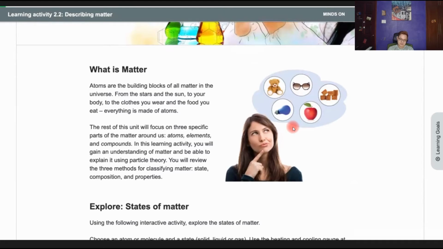The rest of this unit will focus on three specific parts of the matter around us: atom, element, and compound. In this learning activity, you will gain an understanding of matter and be able to explain it using particle theory. You will review the three methods for classifying matter: state, composition, and properties.